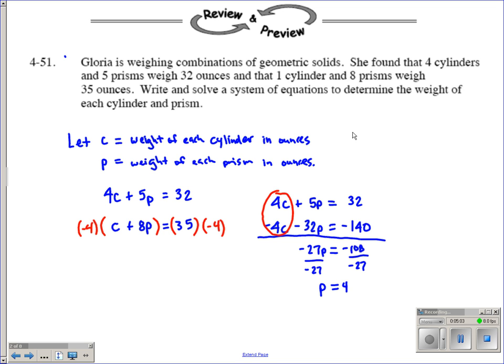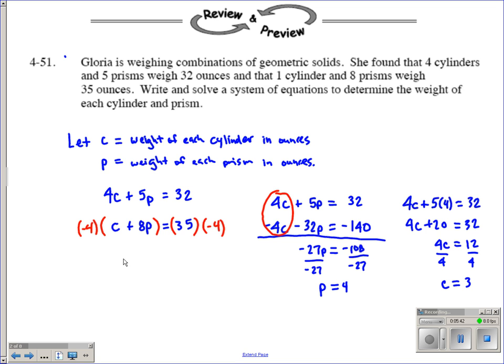So I'm going to take my equation from over here, 4C plus 5 times 4. I've taken this and I've plugged it in there, and that equals 32. Well, 4C plus 20 equals 32. Subtract 20 from each side, and we get 4C equals 12. Divided by 4, we know that C equals 3.